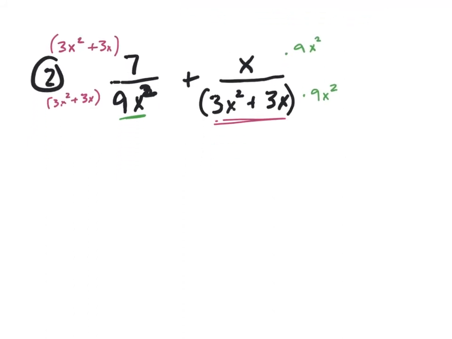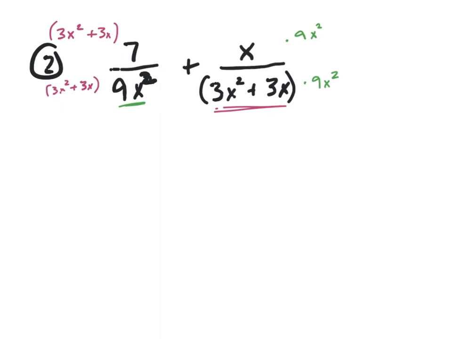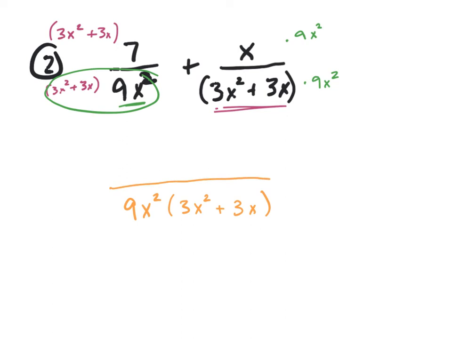So now our denominator is this. So we have 9x squared times 3x squared plus 3x. And then on top, I have to distribute the 7 to both things on the inside. So this would be 21x squared plus 21x plus 9x cubed.